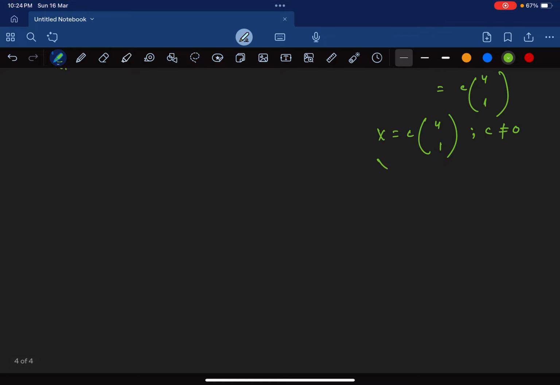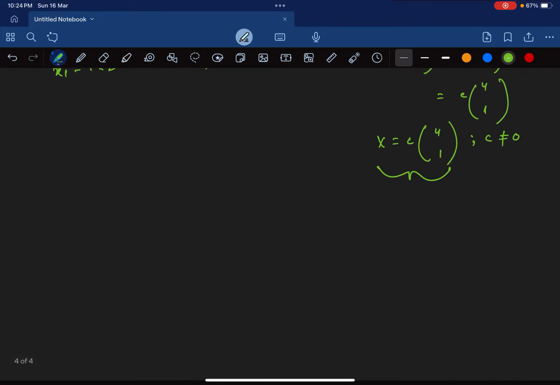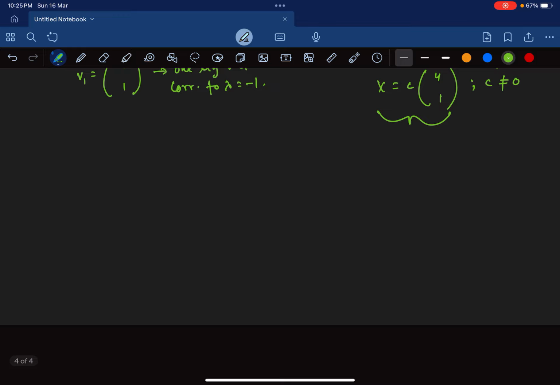Now, this is the eigenvector corresponding to λ = −1. If you want one eigenvector, immediately you can write [4; 1]. Suppose v1 is [4; 1]. If you want more eigenvectors, they are nothing but multiples of this vector only. So this is one eigenvector corresponding to λ = −1.